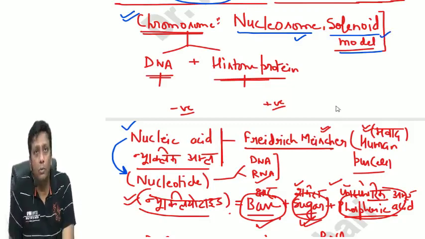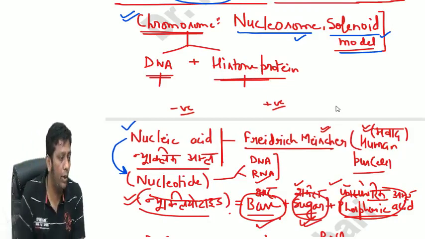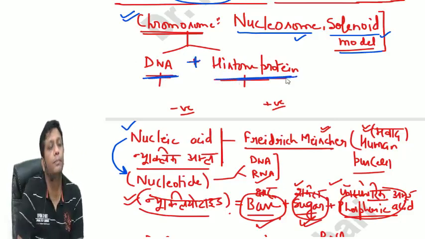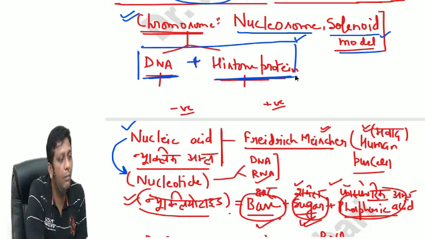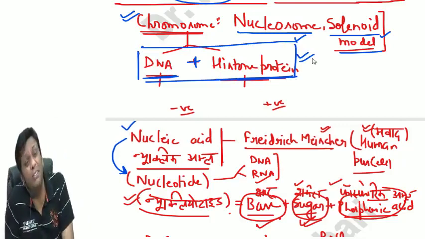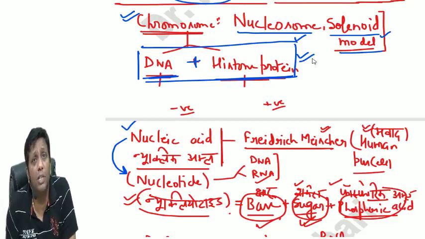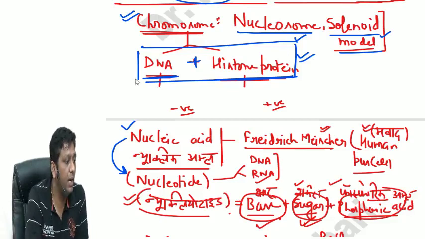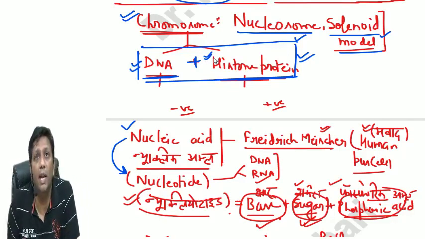What do they define in chromosome structure? That chromosomes are made up of DNA and histone protein. Through the nucleosome model it was proved many years back, guys. This nucleosome model was asked 15 years back in a UPSC, IAS-level paper. So if this question comes anywhere, nucleosome and solenoid models provide information about what? You say chromosome structure. Chromosomes are made up of DNA and histone protein.